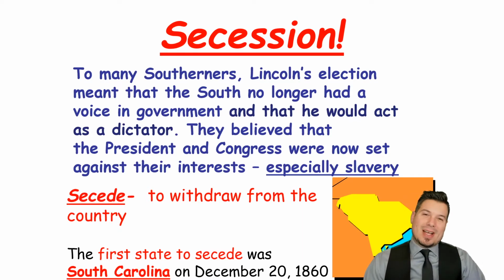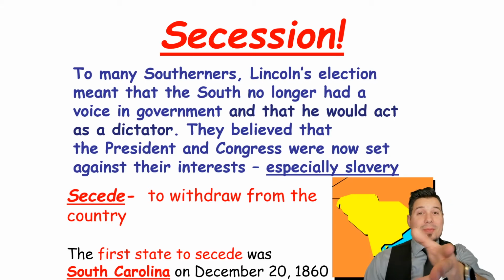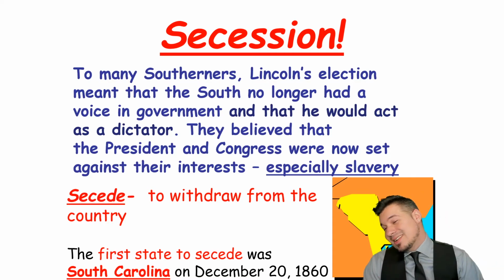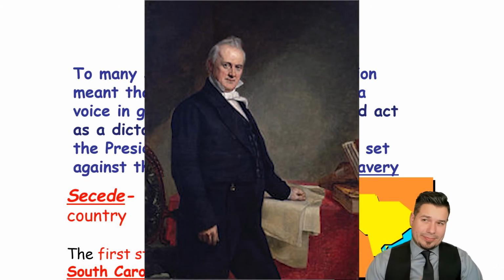But they didn't. Presidents back then didn't get inaugurated till March. President Lincoln wasn't even in office yet, and the country was already leaving. So that might bring up the question, who was president? Well, James Buchanan was president at the time, and Buchanan wasn't doing anything.